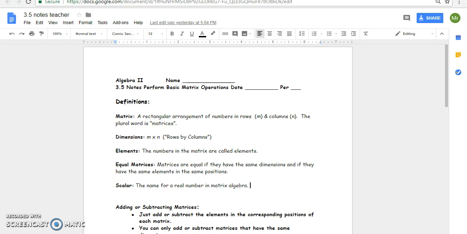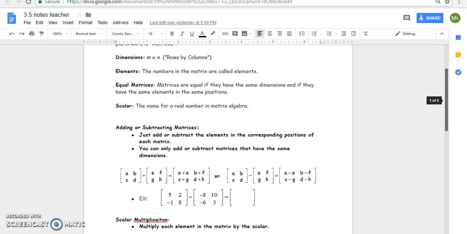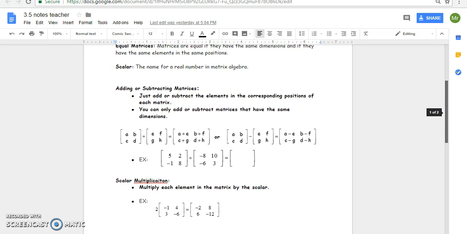So two matrices are equal if they have the same dimensions, the same number of rows and columns, and if all of the elements in the same positions are the same. So they basically just have to be the same things. Scalar is the name for a real number that we multiply matrices by. And then we get to the actual doing of stuff, adding and subtracting matrices.